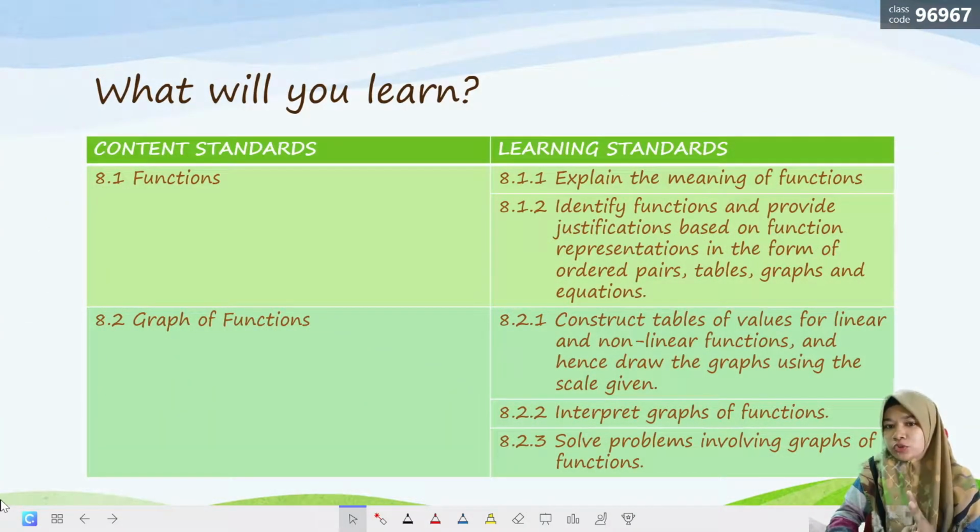Okay, there are two content standards in this topic, which is 8.1 about functions. You have to know what is functions. Okay, apa dia relation yang dikatakan function, apa relation yang dikatakan not functions. And then you have to know how to identify function and how to represent the functions. Okay, and then in 8.2 you will learn on what graph of functions. Okay, there are many types of graph of function, and in 8.2 you will learn further.